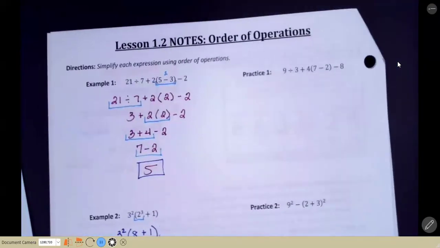Okay. Now, what I would like for you to do is work on the 3 practice problems on the right with a partner, and then I'm going to pause the video. When we come back, we're going to check those answers.